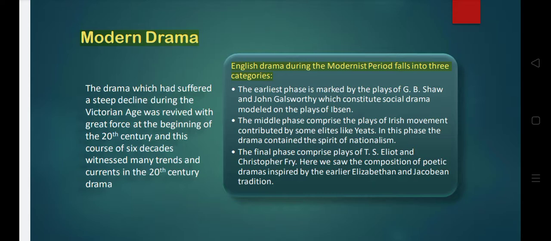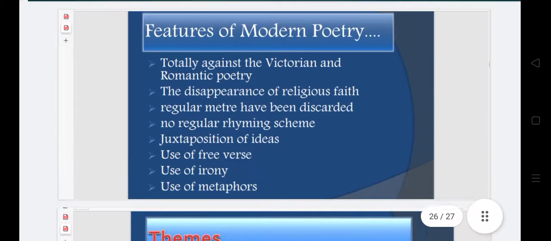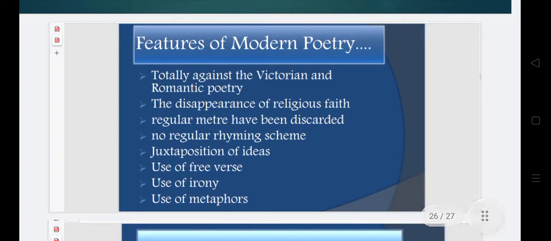The second phase is the middle phase, which comprised the plays of the Irish movement contributed by some elites like Yeats. He was a poet, and in this phase the drama contained the spirit of nationalism. And the third phase, the final phase, comprised the plays of T.S. Eliot and Christopher Fry. Here we saw the composition of poetic dramas inspired by early Elizabethan or Jacobean traditions.